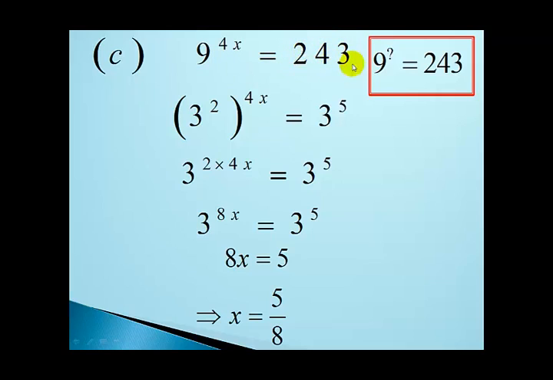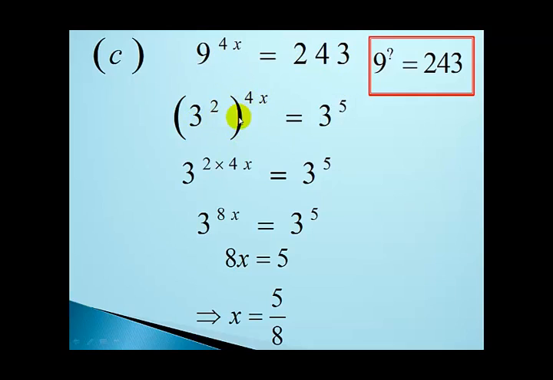But 9 raised to the power of no whole number can give you 243. I repeat, 9 raised to the power of no whole number can give you 243. This means that we have to break the 9 also down to have the base 3. Because 243 can be expressed as 3 raised to the power 5, because 3 raised to the power 5 is equal to 243. And 9 can also be expressed as 3 squared. So we have 3 squared, all raised to the exponent 4x.